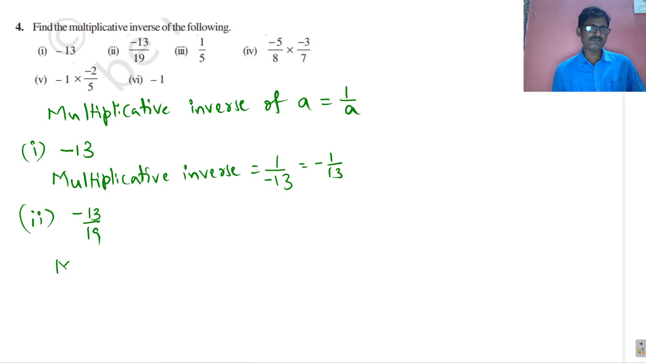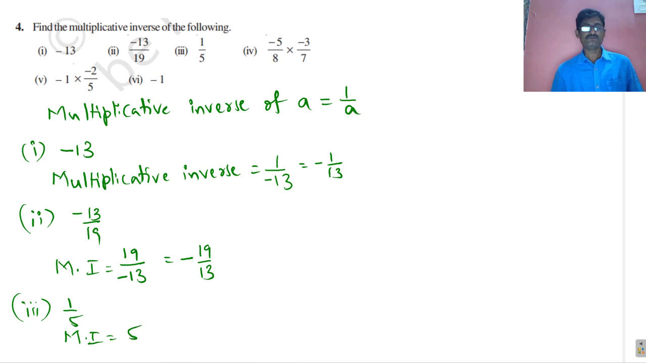So for this multiplicative inverse equal to, actually we need to write 1 by this value, but instead of doing that, simply flip this numerator and denominator. That means write numerator as denominator and denominator as numerator. So this becomes 19 by negative 13. This is equal to minus 19 by 13. Next, third one, 1 by 5. For this, the multiplicative inverse is simply 5.